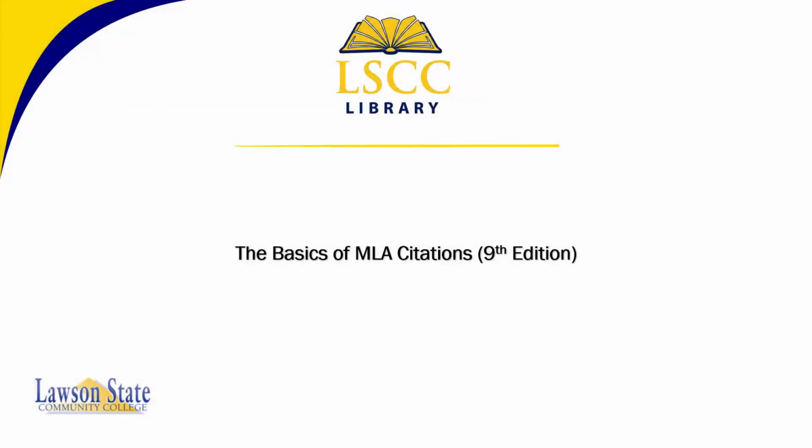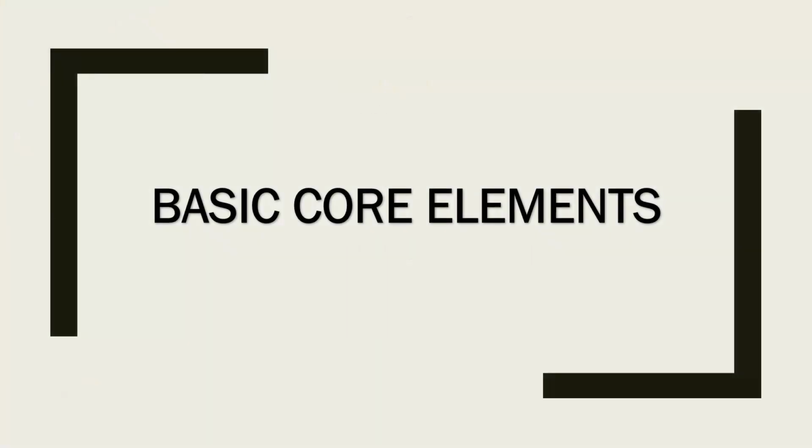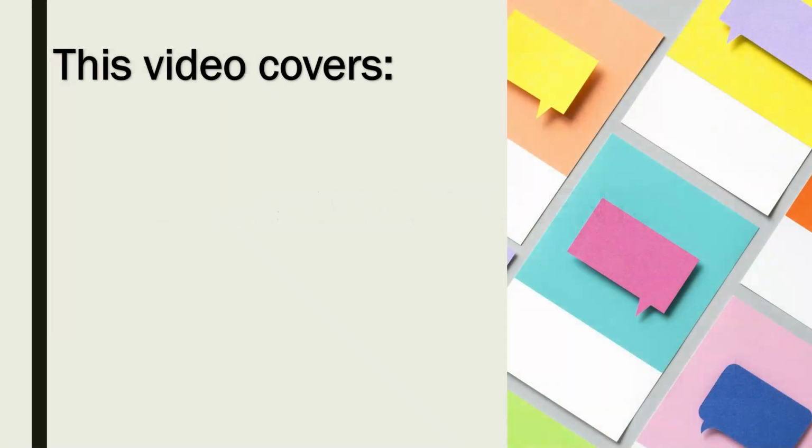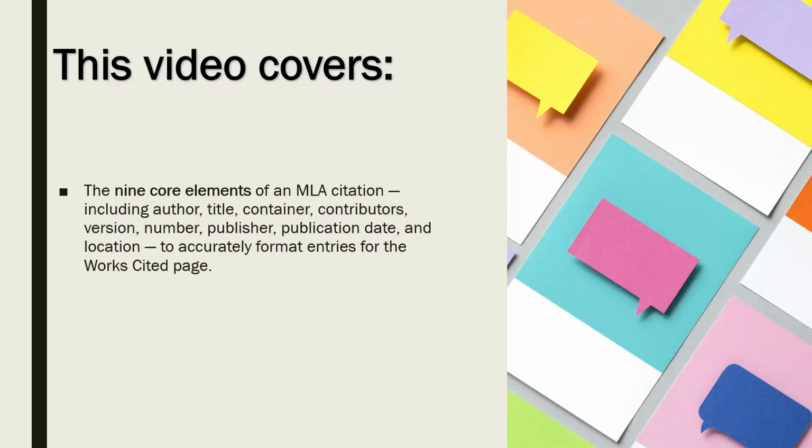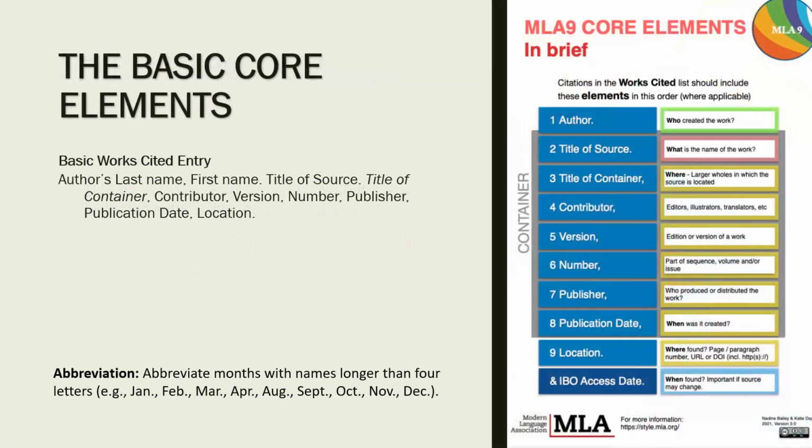In this tutorial, we are looking at the fundamental rules and the basics of MLA citations, the 9th edition. Basic core elements of an MLA citation. We will cover the 9 core elements of an MLA citation, including the author, title, container, contributors, version, numbers, publisher, publication date, and location, to accurately format entries for the Works Cited page. Let's review the 9 core elements of an MLA citation.